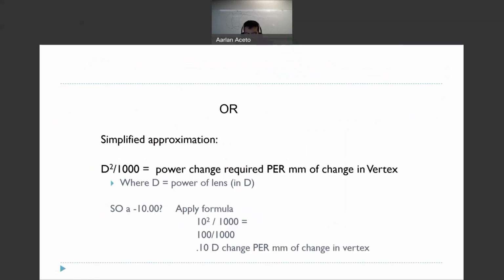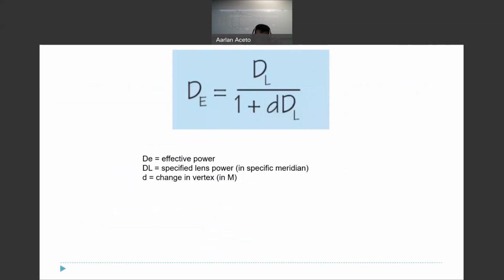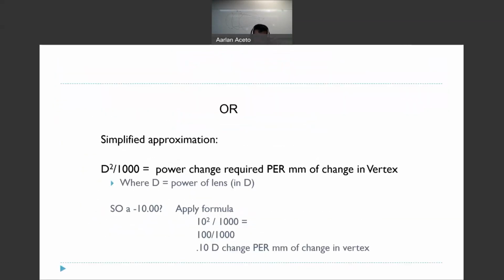But there's also a cheat sheet, and essentially it is, if you take the power, where D is the power of the lens in question, or in the meridian, if you square that power and divide it by 1,000, it is a good rough estimate of the amount of power change that will be required for every millimeter that you change a vertex distance. You don't have to use this every time. You can use this simple formula.